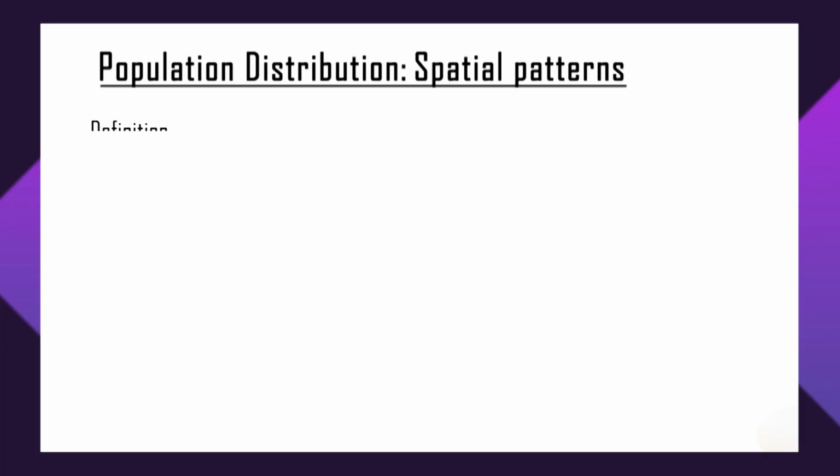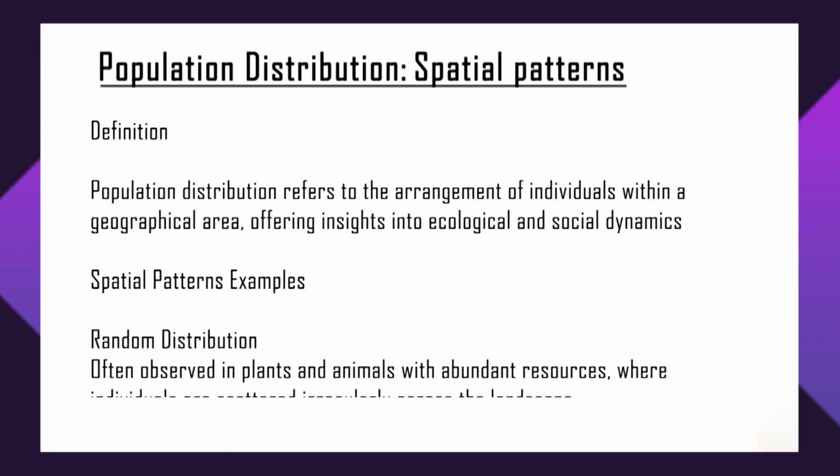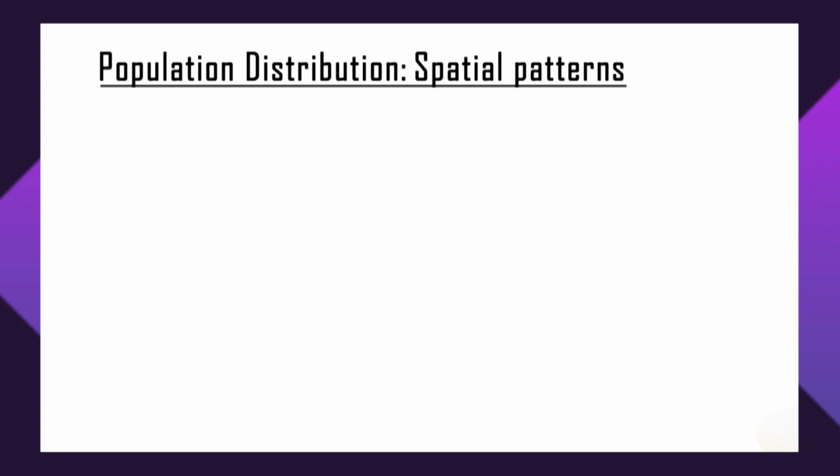Now, another important aspect is population distribution. In this we will first talk about the spatial patterns. Population distribution refers to the arrangement of individuals within a geographical area, offering insights into ecological and social dynamics. The spatial pattern examples are the random distribution. Random distributions are often observed in plants and animals with abundant resources, where the individuals are scattered irregularly across the landscape.